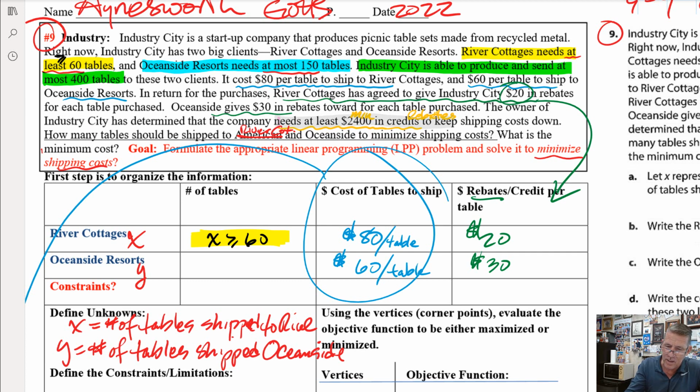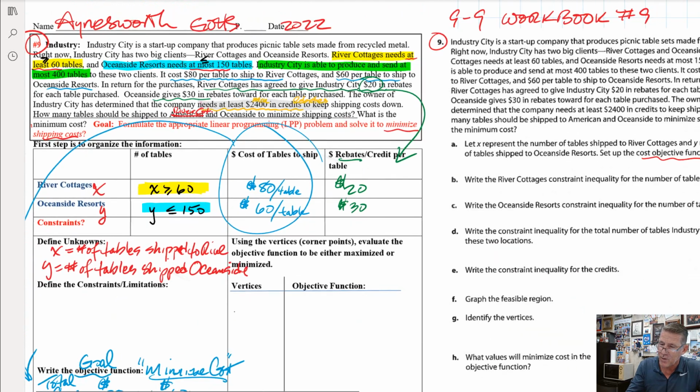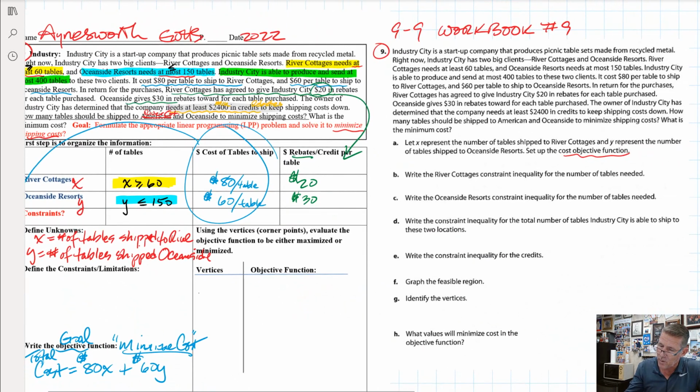And if you look at the other one here, if you read on here, it says Oceanside Resorts needs at most 150. Well, guess what? So that one right there, if Oceanside needs at most, that means less than or equal to 150. That means Y has to be at most, less than or equal to 150 here. So I just handled part B and C.